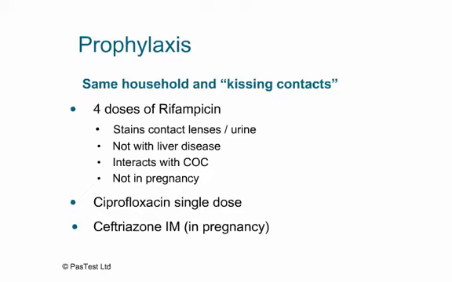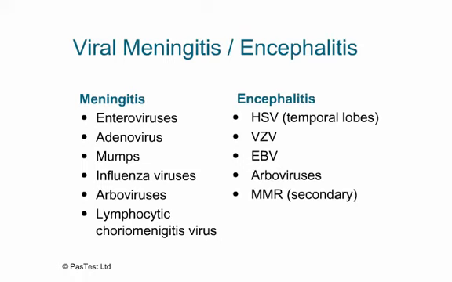Viral meningitis or encephalitis can present very similarly, but usually is a much less severe disease with less systemic response. There is a wide range of pathogens that can cause these syndromes. The most common viruses causing meningitis are listed here.